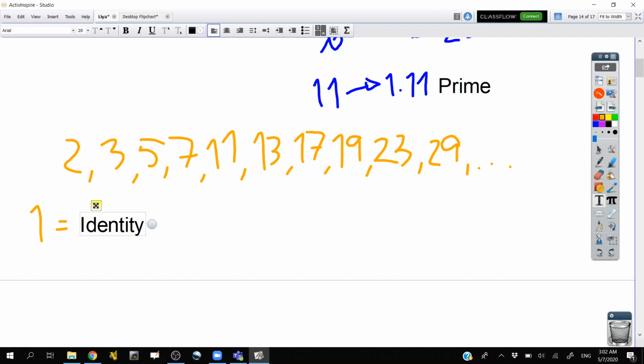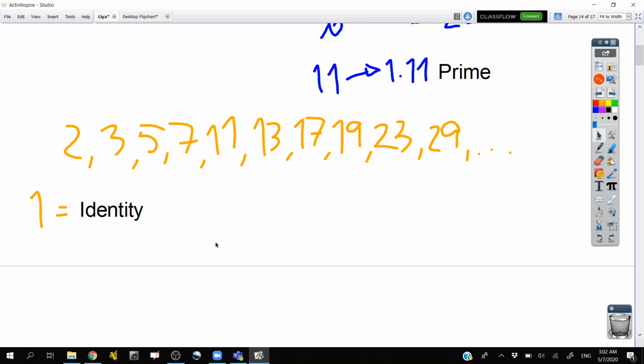The other identity is 0. 1 is an identity for multiplication. 0 is an identity for addition. You don't really need to know identity yet. You do need to know what prime numbers are, and 1 is not a prime.